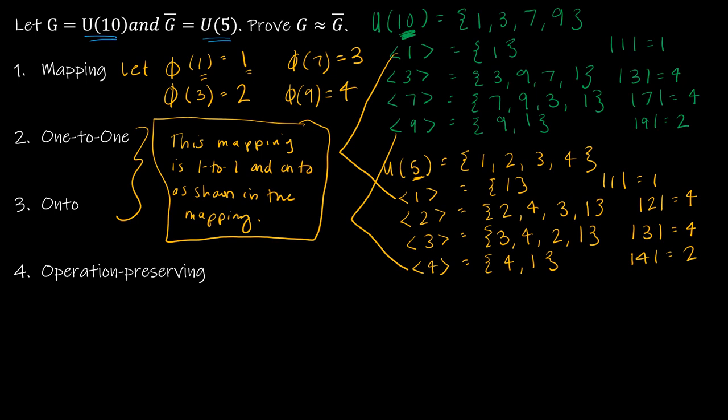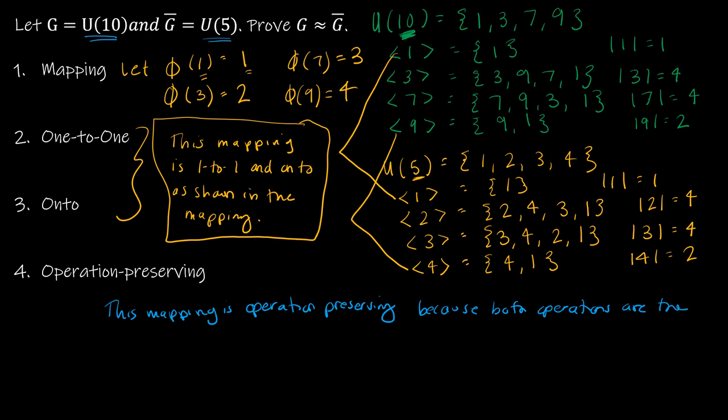Now for operation preserving, because we're looking at the same operation, this is modular multiplication, as is this, this mapping is operation preserving, because both operations are the same. And then it's usually good to give a for instance. So let's say I'm going to take phi of, choose two values from U10, so 3 and 7. I need to show down here that that's the same as phi of 3 times phi of 7.